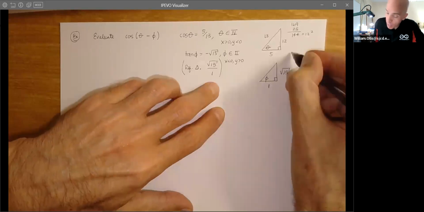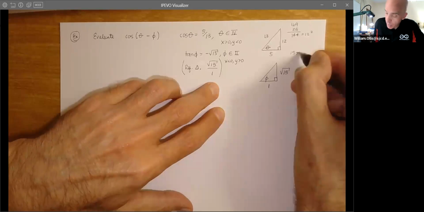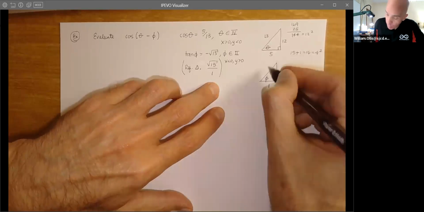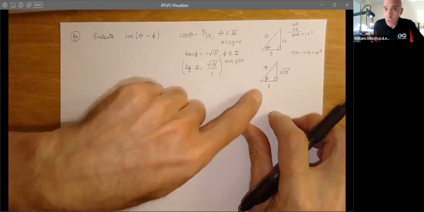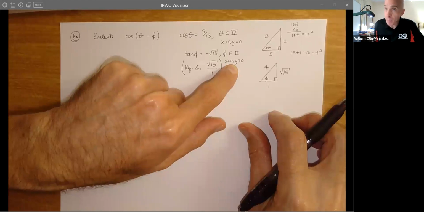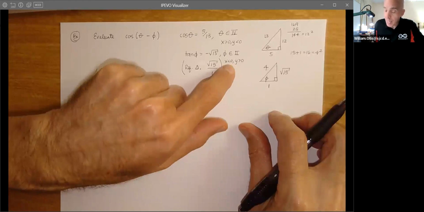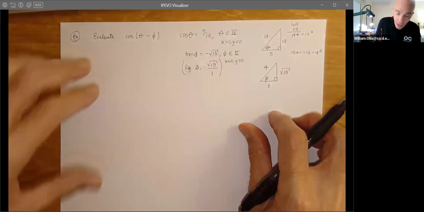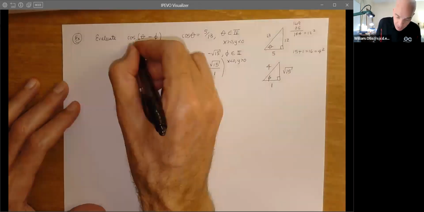So if we square this out, we get 15 plus 1, which is 16, which is 4 squared. So this is a 4. So now we have the reference triangle with this sign convention. Okay, so that's important. That attaches the negative to the x. This attaches the negative to the y. So now let's write what this is.